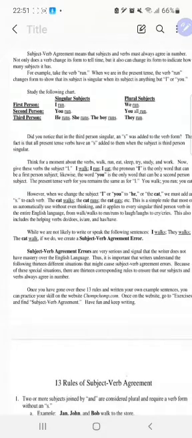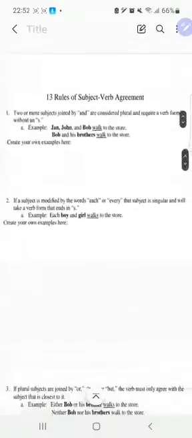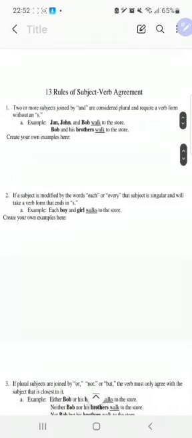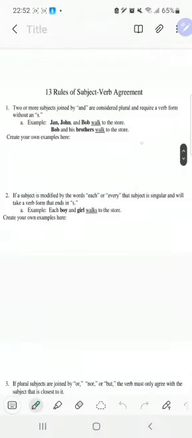For example, you can see in rule number 1, if there are 2 or more subjects joined by a comma and 'and', you need to consider these subjects as a whole, the plural subject, and according to that you need to write the verb. As you know, in present indefinite tense with she and he etc., we put s with the verb, like this is the verb work, and we put s here.